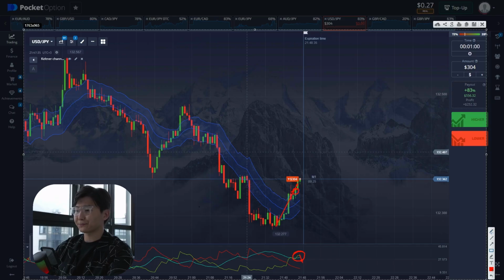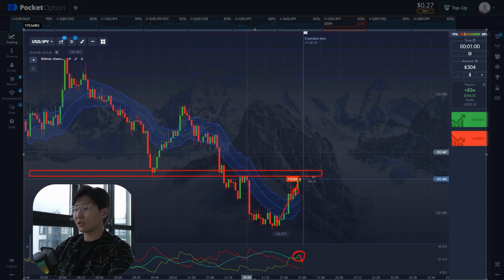So at least a small correction should take place. We count on that. Probably the price is going to retest the upper boundary of the Keltner channel. So guys, we'll see.